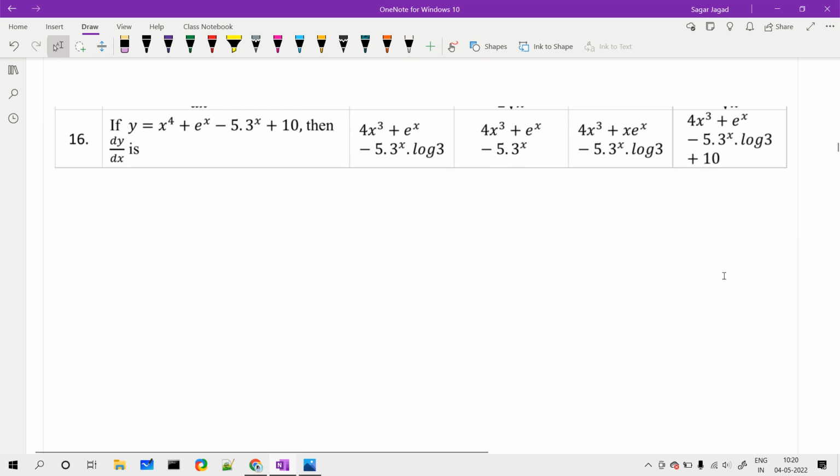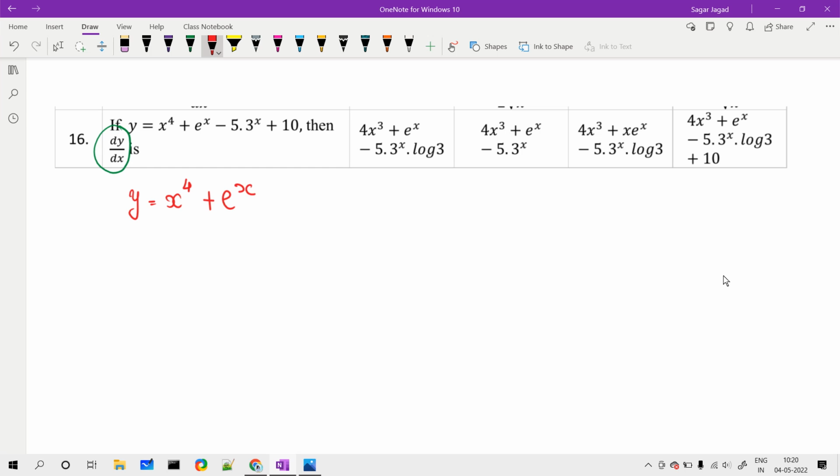Now comes this interesting question. Given this function, we are supposed to find its derivative. My y is equal to x raised to 4, so we will use the x raised to n formula. We should know the derivative of e raised to x, and the derivative of a raised to x, because over here 5 into 3 raised to x is there, plus 10. 10 is a constant.